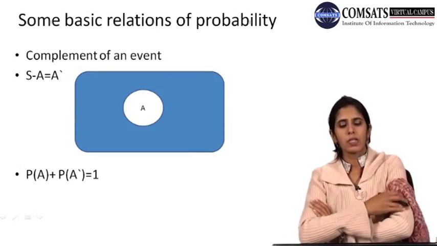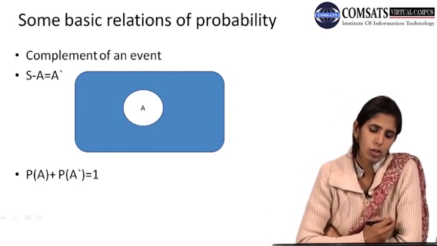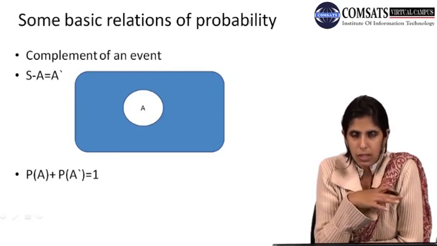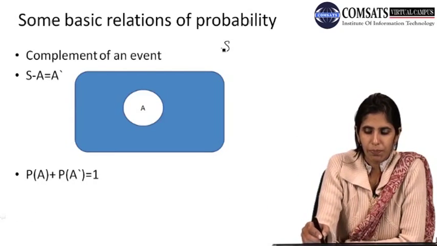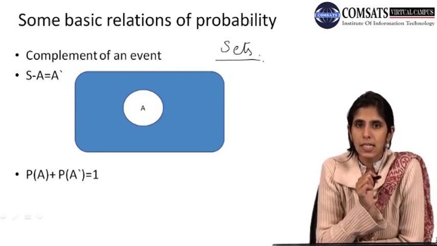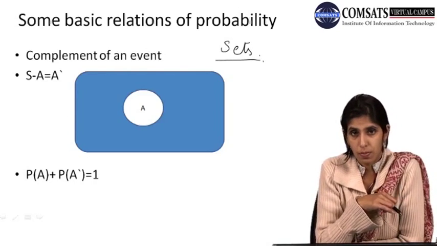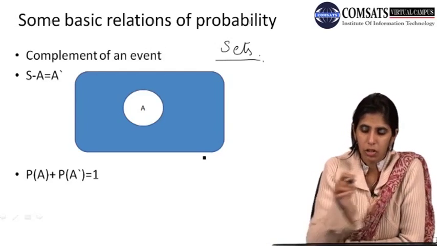Now we will be talking about some basic relationships of probability. Something which is more interesting to know: you must have a little background of sets, the theory of sets. Now what is a set? A set is a structured combination of objects in a given range.